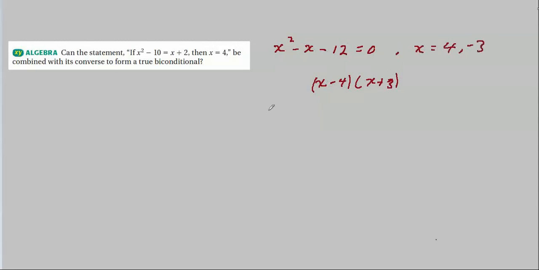So the way I look at it, this isn't quite true anyway. But if we reverse it, we take the converse. If x equals 4, let's just write it out. X equals 4 implies that this, or the other version, x minus 10 equals x plus 2. This one here is definitely true.